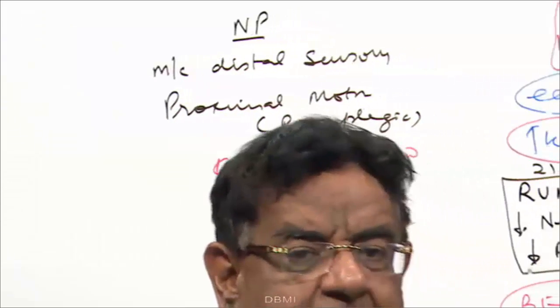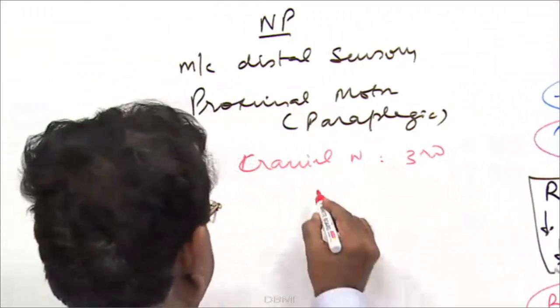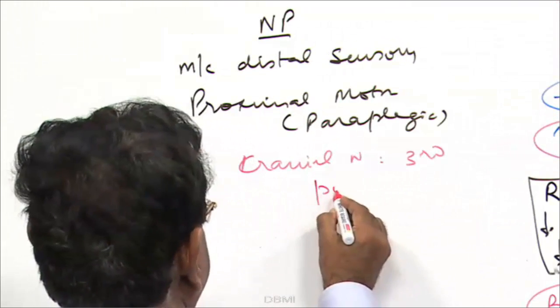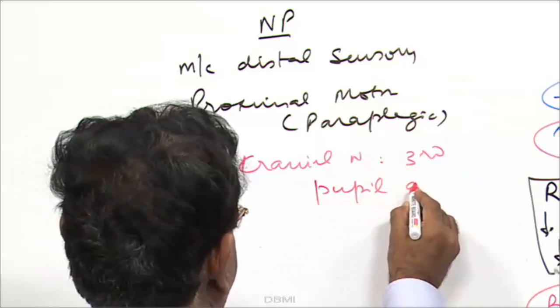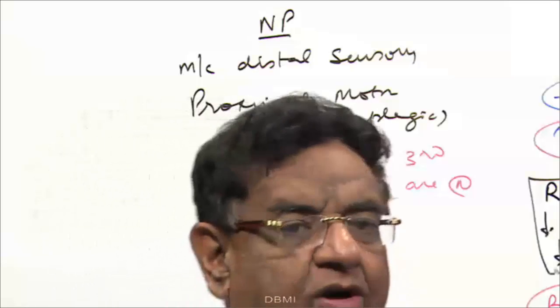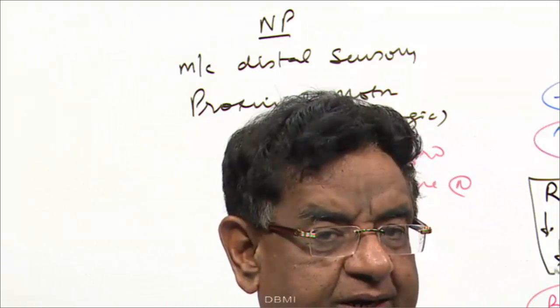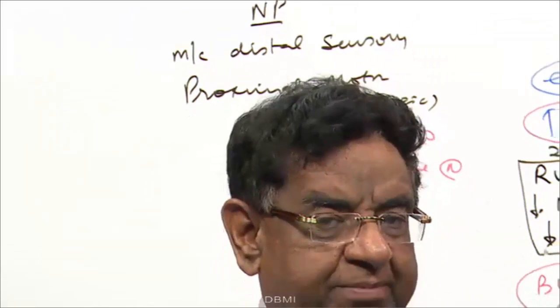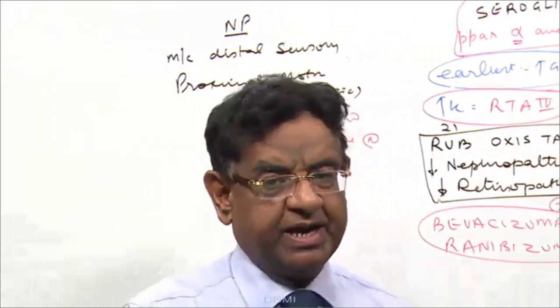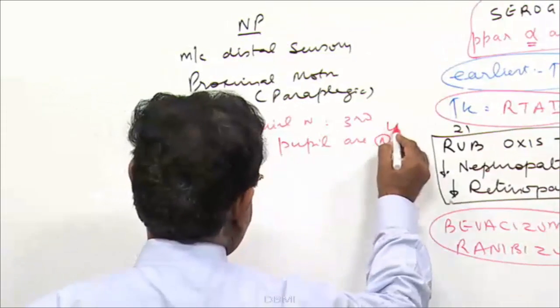And please remember, the unique feature about the third nerve in diabetes is that pupils are normal. Pupillary reaction is normal. Pupils are not involved in diabetes involving the cranial nerve. This is the latest question.